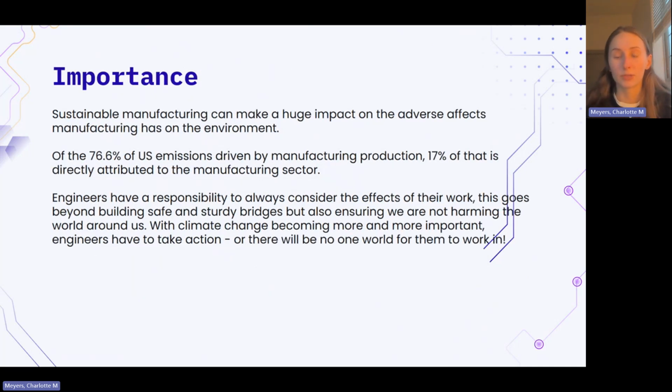I touched on this a little bit, but to go over it some more, sustainable manufacturing can make a huge impact on the adverse effects that manufacturing has on the environment. Of the 76.6 US emissions driven by the manufacturing process, 17% of that is directly from the manufacturing sector. It's no secret that we have global warming happening, and there are a lot of adverse environmental things happening. So keeping all of this in mind is really important. Engineers have a responsibility to always consider the effects of their work. This goes beyond building safer and sturdier bridges, but also ensuring that the work we're doing doesn't harm the environment around us. So that's why I think this is super important, and it was the first topic that I wanted to talk about.